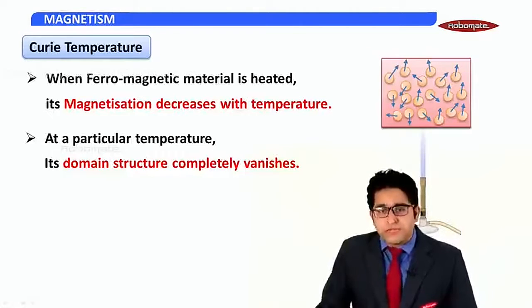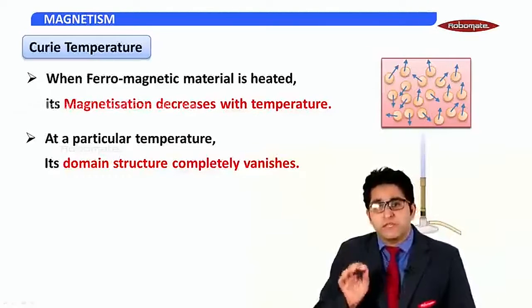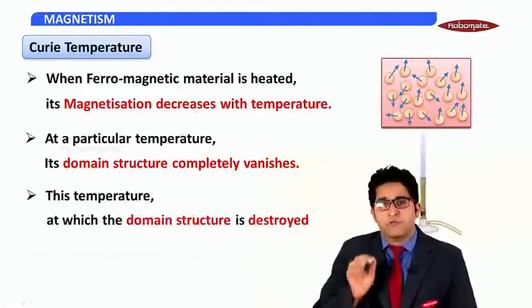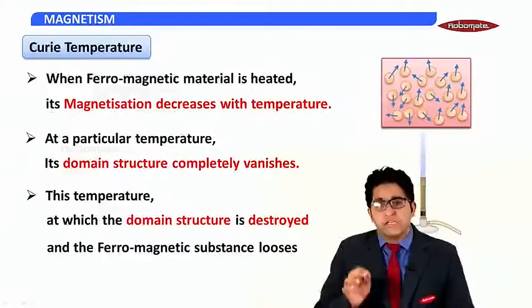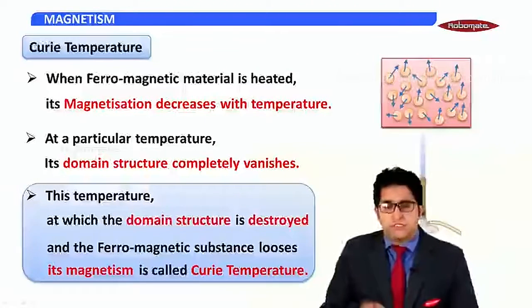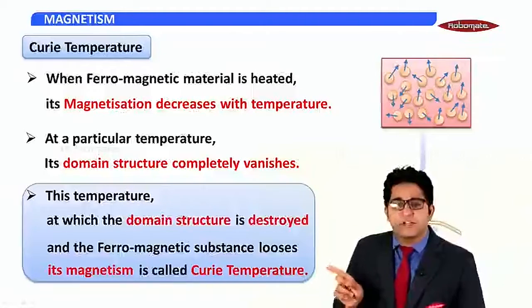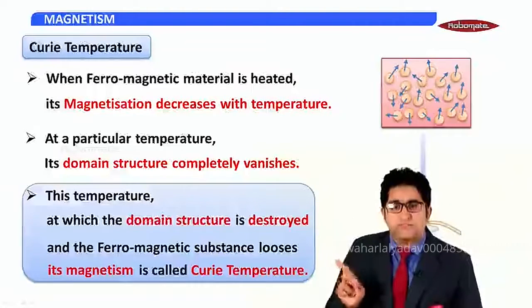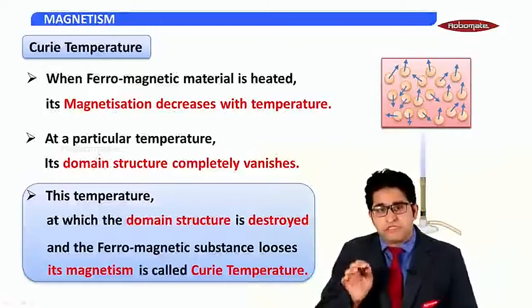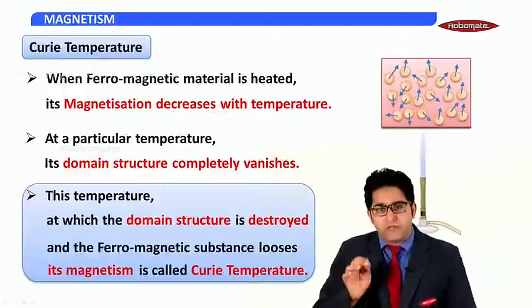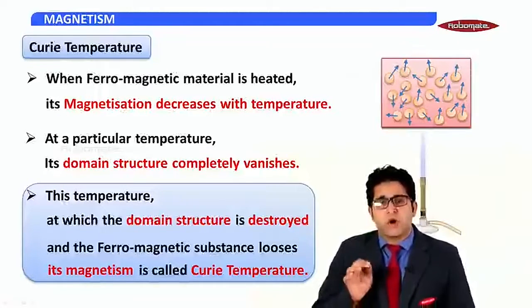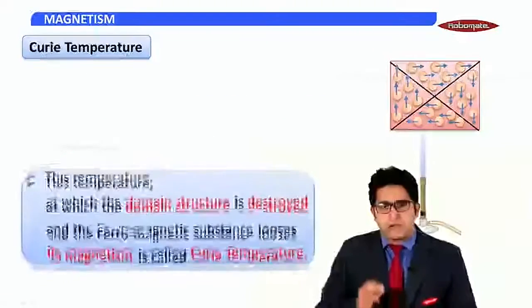So this particular temperature at which the domain structure is collapsed and the sample of ferromagnetic material loses its magnetism is called the Curie temperature. Right students? And this is nothing but the definition of Curie temperature. So what is the definition? The temperature at which domain structure is destroyed and the ferromagnetic substance loses its magnetism is called the Curie temperature. Right? Now let us move further.